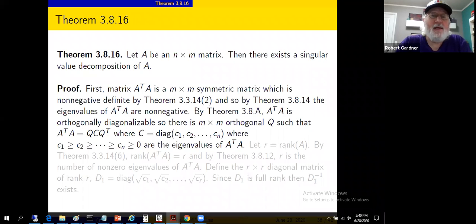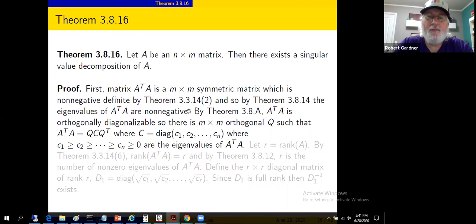We might have to run back and look at some of these referenced results in the notes. So first, A transpose A, look at the dimensions. That's an m by m matrix. Of course, it's a symmetric matrix. It's a non-negative definite matrix by Theorem 3.3.14 part 2.